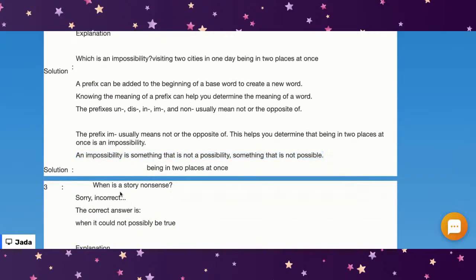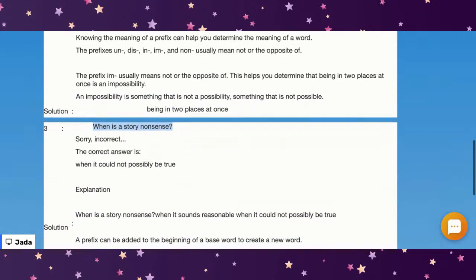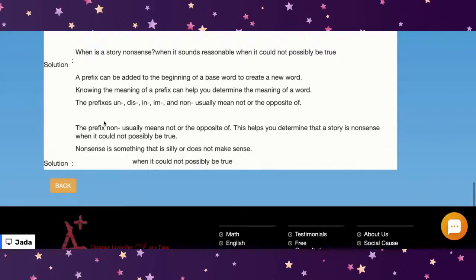All right, so when is a story nonsense? The prefix non means not or the opposite. This helps you determine that a story is nonsense when it could not possibly be true. So if it's not true, then it's nonsense. It doesn't make sense, right? So when it is not possibly true, then it is nonsense.